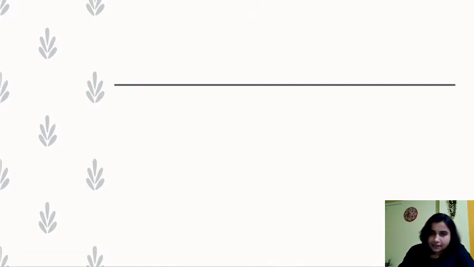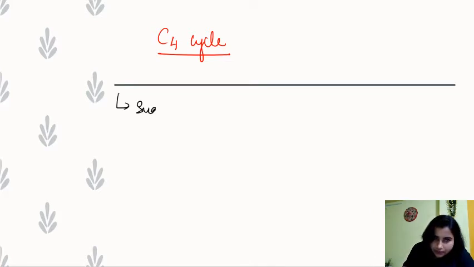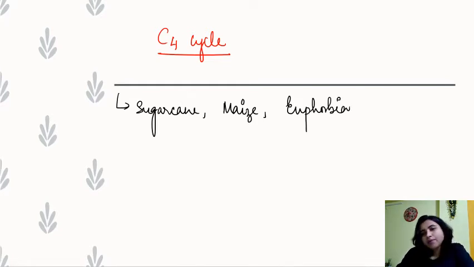Okay, let's start the C4 cycle. This is basically found in those plants which are found in the warmer parts. For example, the plants which show this cycle are sugarcane, maize, euphorbia, etc.